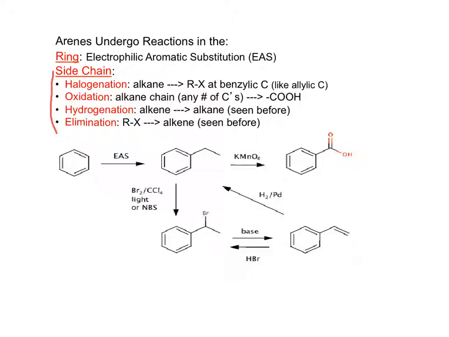The halogenation reaction is like this reaction. This is the allylic bromination reaction from Chem 12A involving the allylic carbon. The oxidation reaction involves the oxidation of any alkyl group with any number of carbons to an acid. The hydrogenation reaction involves an alkene to an alkane. We've seen that one before. And the elimination reaction converts an alkyl halide to an alkene.